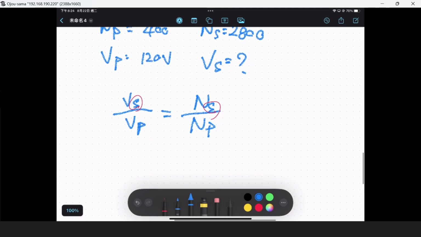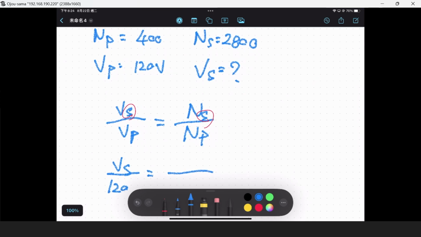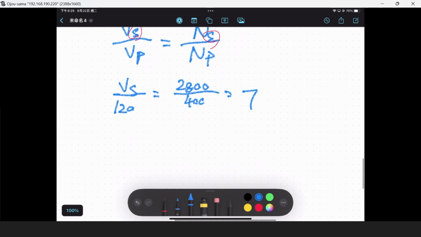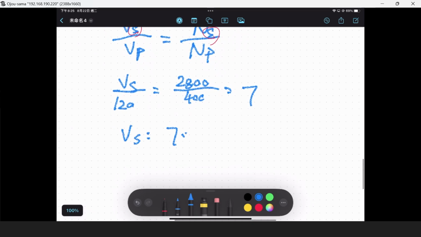We don't know Vs yet, but we know what Vp is. Vp is 120. I skipped the units. Ns is 28. Okay. This ratio is 7, right? Vs equals 7 times 120. So you get 840, right?